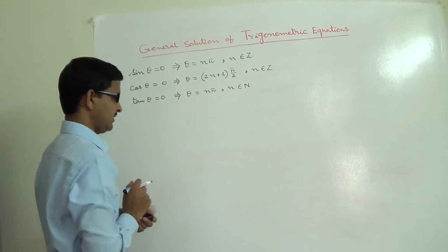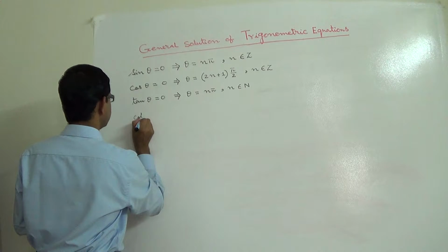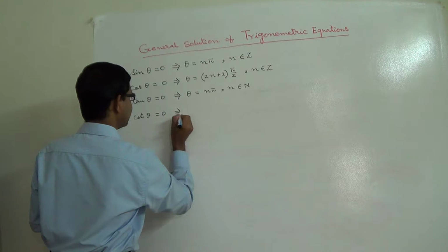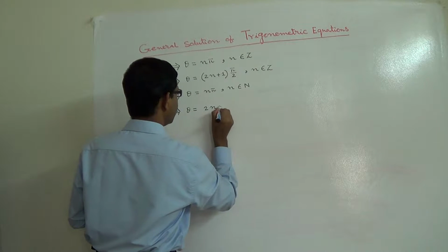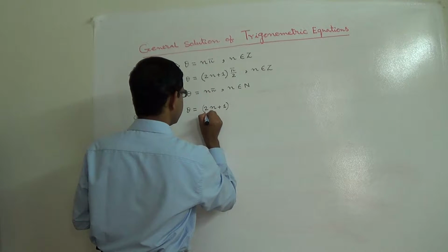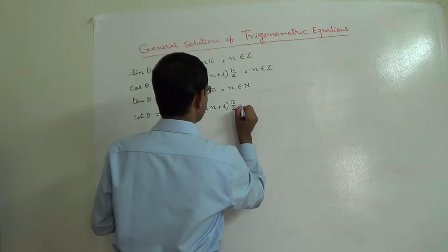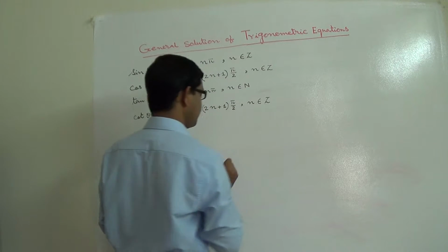Now cot theta equal to 0 implies theta equal to (2n plus 1) into pi by 2, where n belongs to Z, the set of integers.